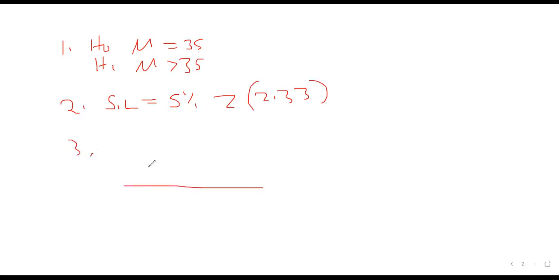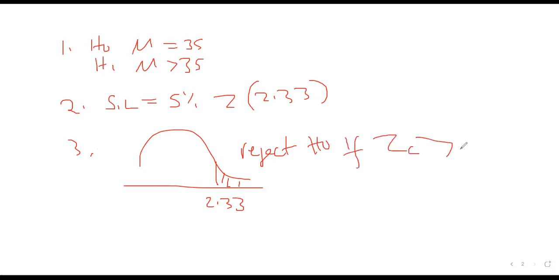The decision rule, from the word greater, we're going to shade the right side here, which is 2.33. So what are we going to say? Reject H0 if Z calculated is greater than 2.33. Then step four, we calculate our Z. In this case, our Z is X bar minus mu over standard deviation over square root of N.